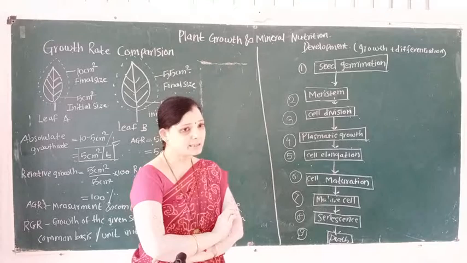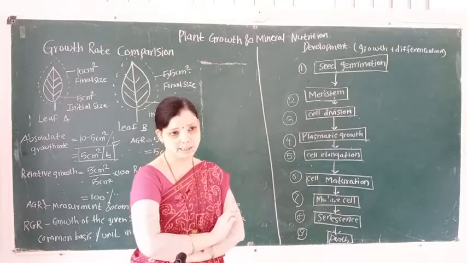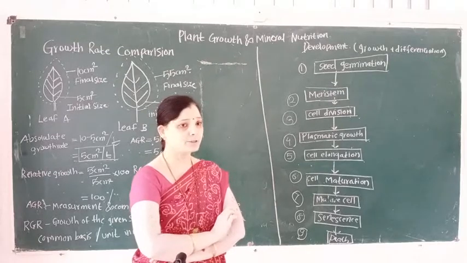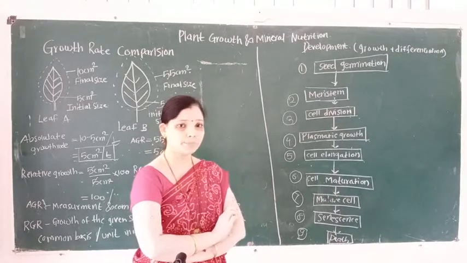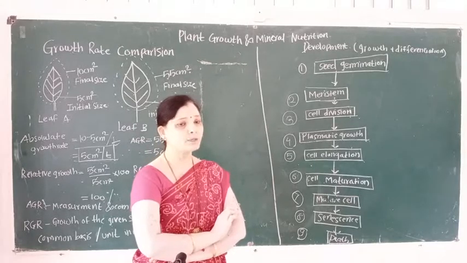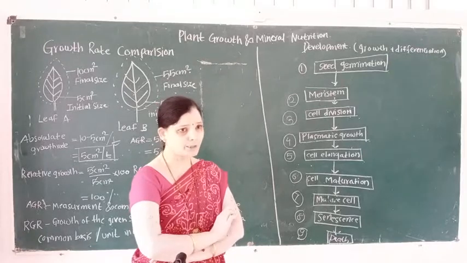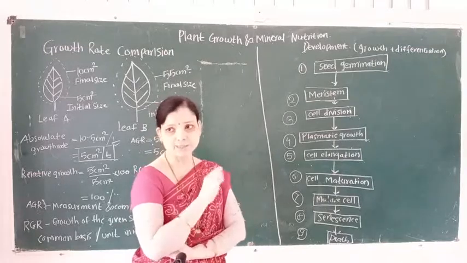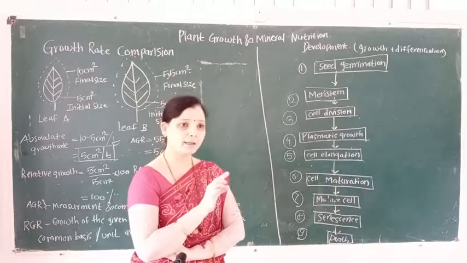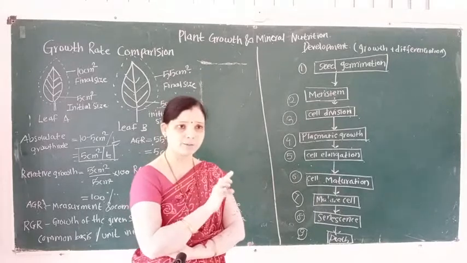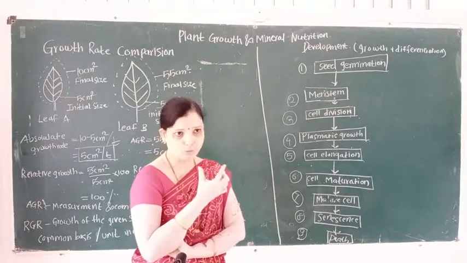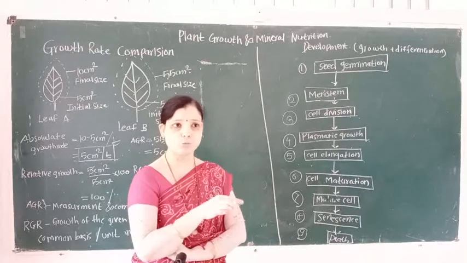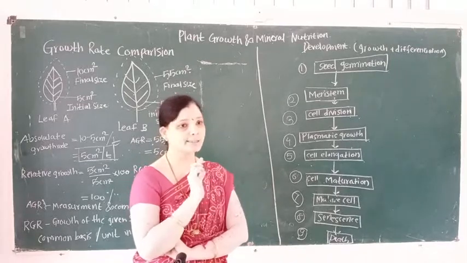In the previous lecture, we learned three important concepts: first, differentiation, second, dedifferentiation, and third, redifferentiation. Differentiation means meristematic tissue undergoes cell division and forms new cells which are permanent. This permanent tissue loses the ability of cell division and acquires permanent size and shape, and structural and physiological changes take place in it for performing a special function. This process is known as differentiation.